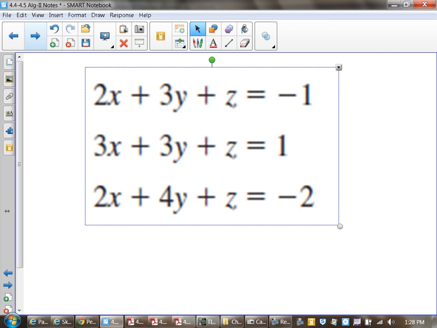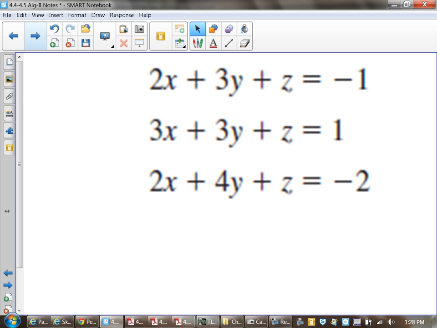Because in the past, we've done this problem. We've done it via elimination, substitution, half a page of paper. But now there's another way.